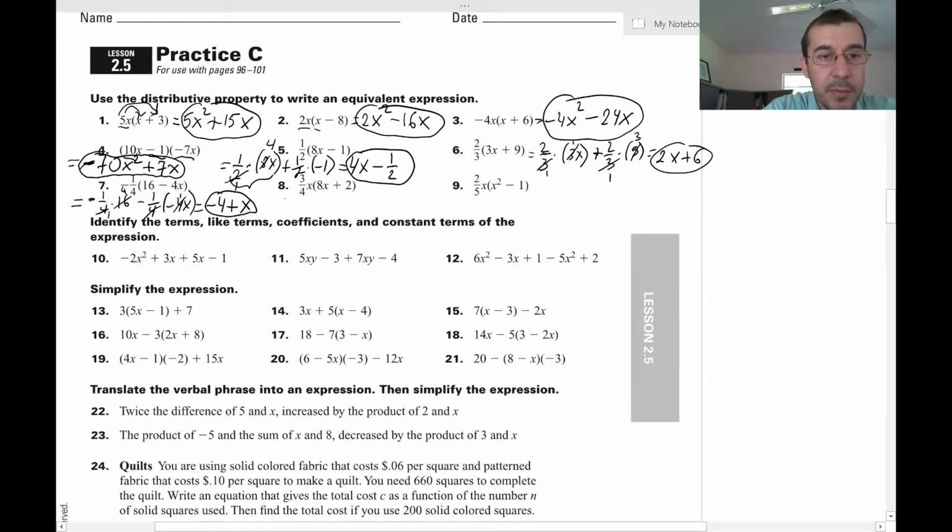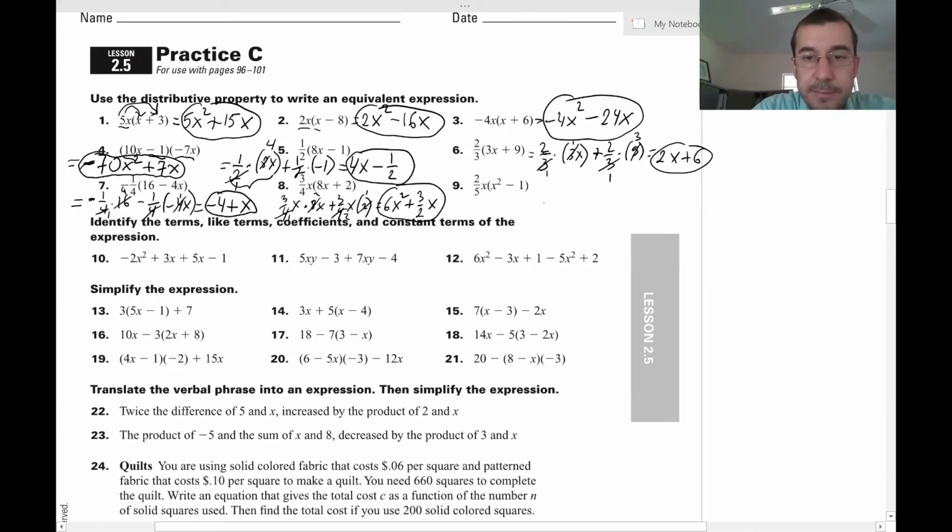Number 8, we have 3/4 x times 8x, and then plus 3/4 x times 2. So here 4 and 8 cancel out by 4, so we end up with 1 there and 2 here. So 2 times 3 is 6, so 6x squared. Why x squared? Because there is 1x here, 1x there, so x times x is x squared. And then plus, here we have 4 and 2 that can cancel out by 2. So 1 here, 2 there, so 3/2 x. Okay, don't forget the x right there.